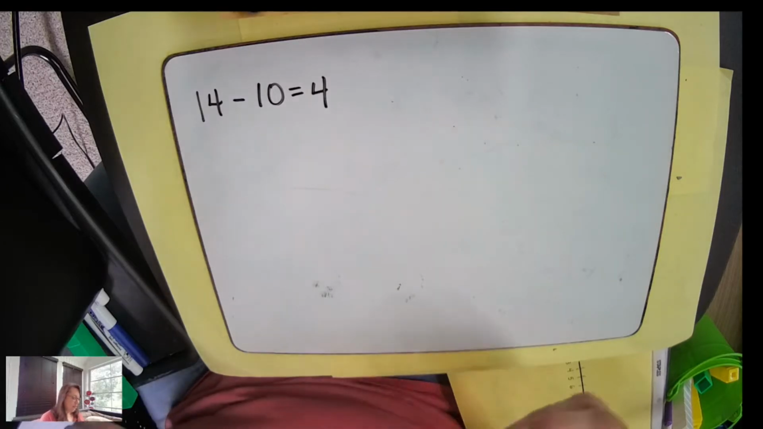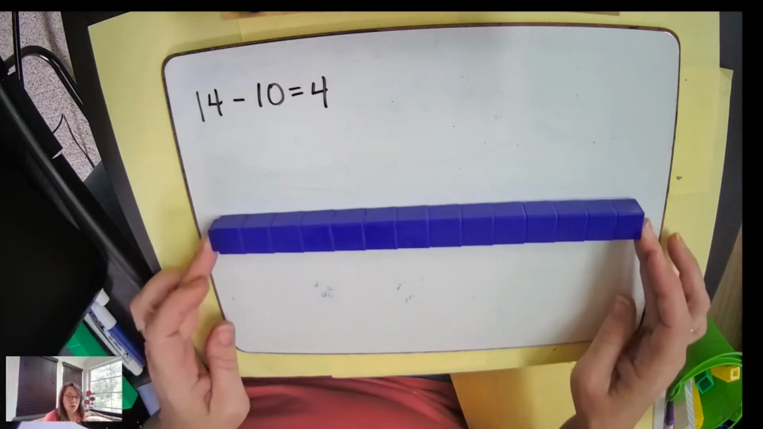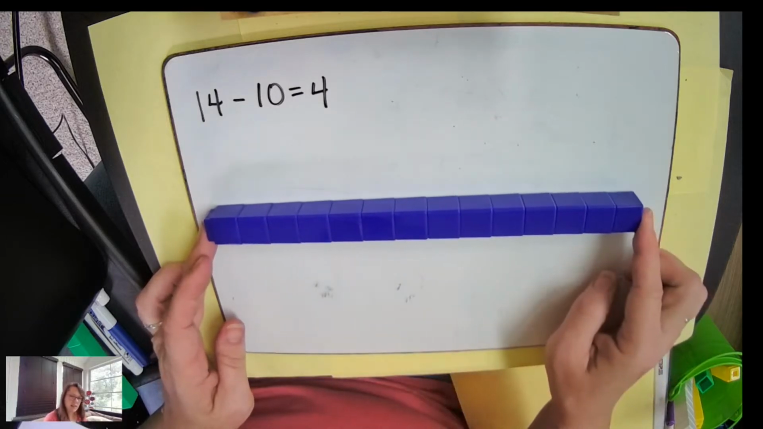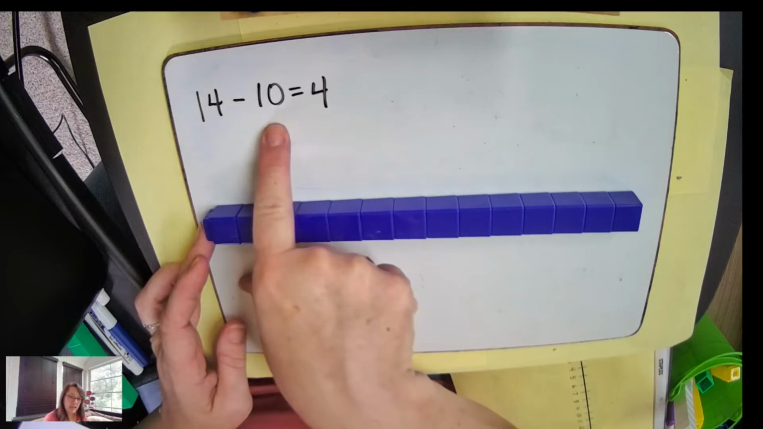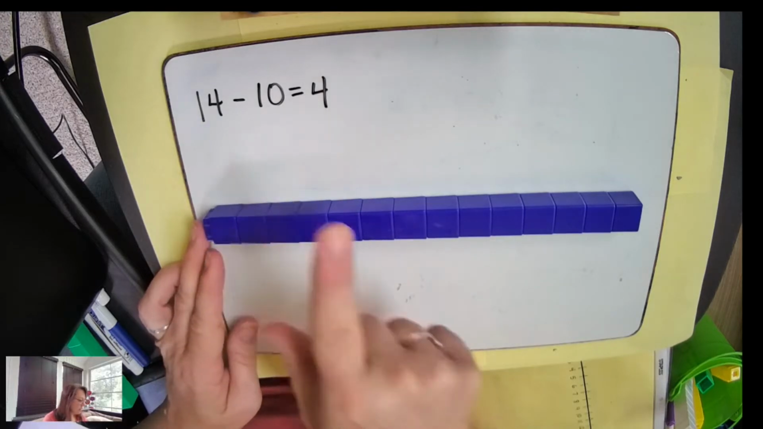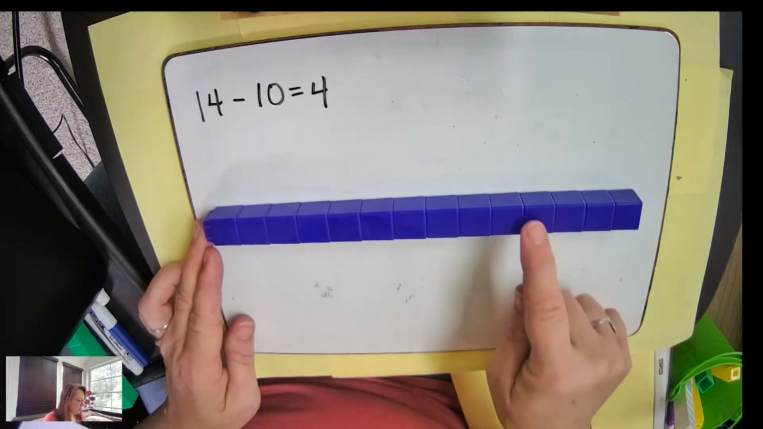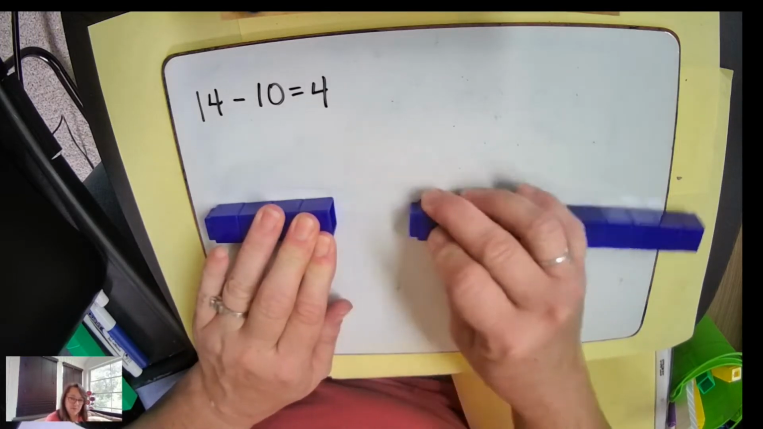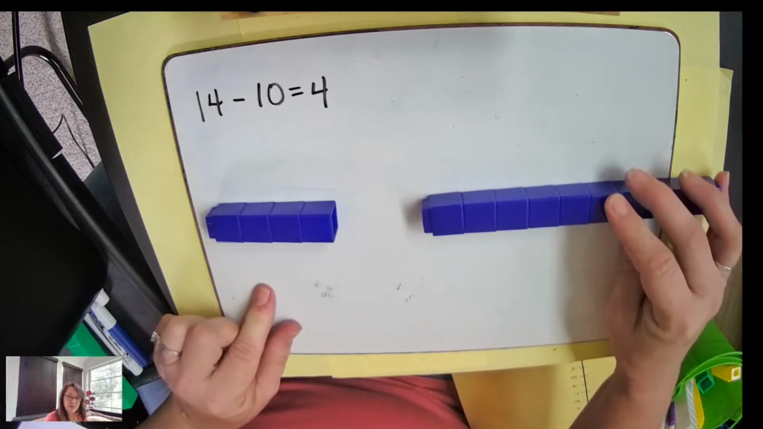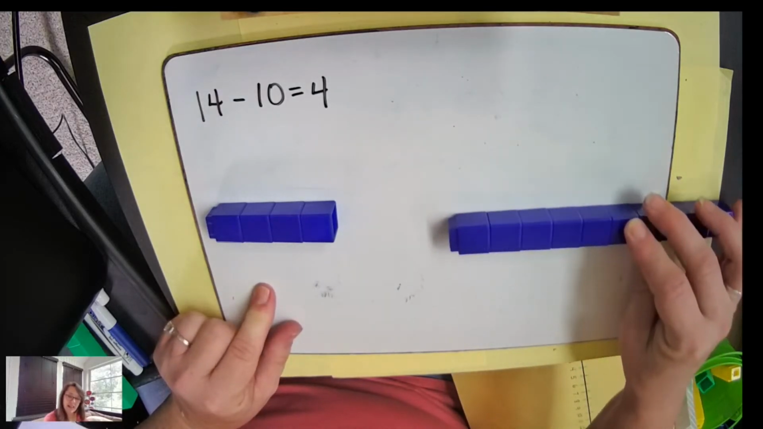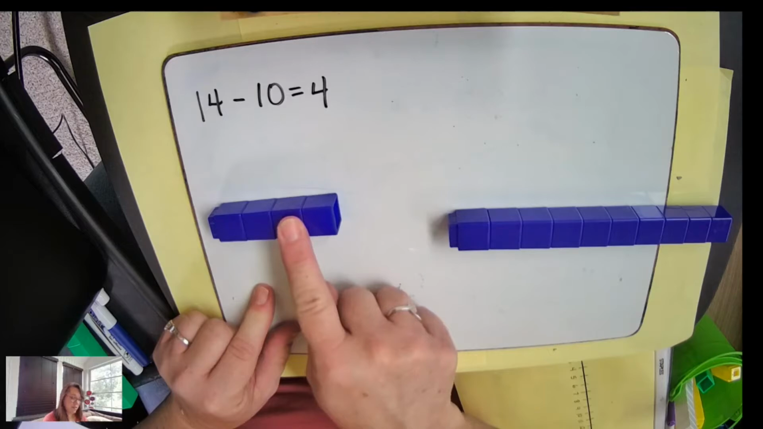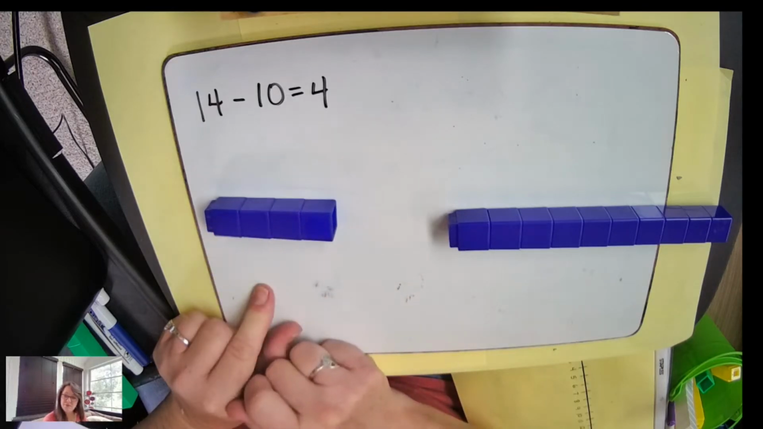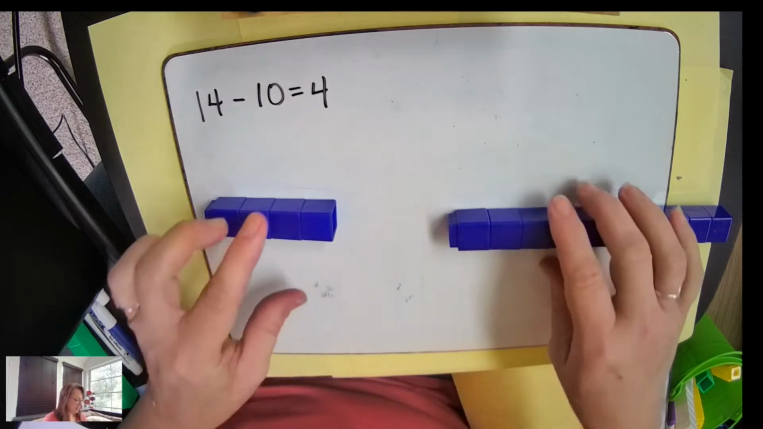She said, I was thinking, if I have 14 of something, this is 14, and I was just going to take away 10, 1, 2, 3, 4, 5, 6, 7, 8, 9, 10. Here she took away 10. Then I'm just left with 4. 1, 2, 3, 4. Very good.